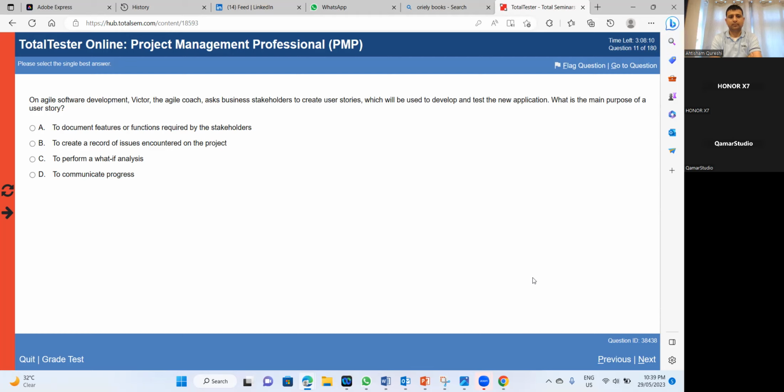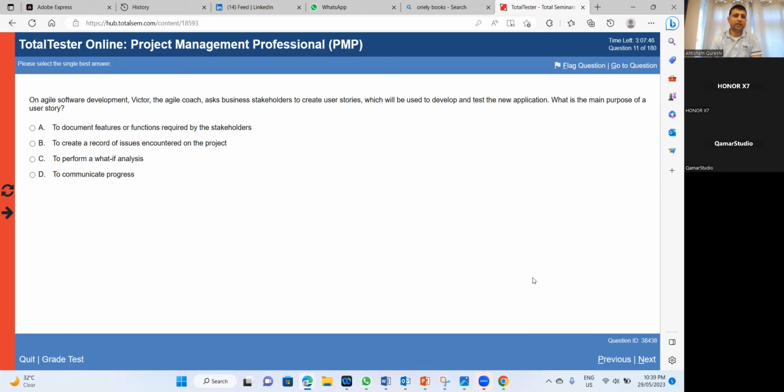What if analysis is not there? To create the record of issues, this is not the user story. For issues it should be an issue log. So B is eliminated. So B and C both are eliminated. So, document the feature and function required by the stakeholder, I think this is more relevant. Yeah, I will also go for A.